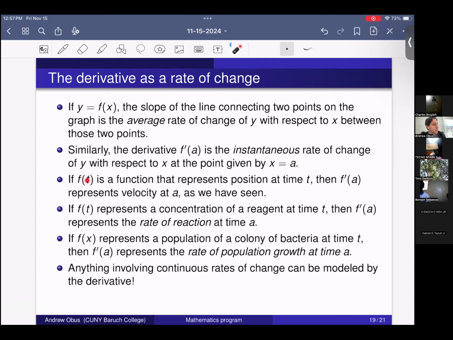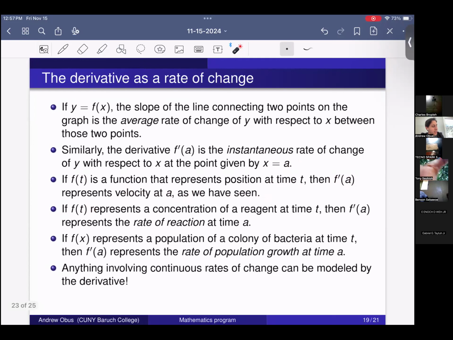So if f of t is a function that represents position at a time t, then f prime of a represents velocity at a, as we've seen. And so now it seems like this derivative actually can represent lots more things, okay? Anything that has to do with the rate of change, this derivative represents. So for instance, if f of t represents the concentration of a reagent in a chemical reaction at time t, then f prime of a represents the rate of the reaction at time a.